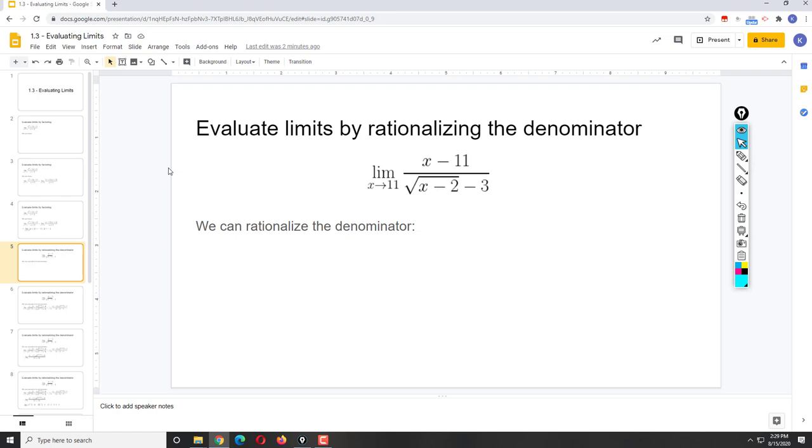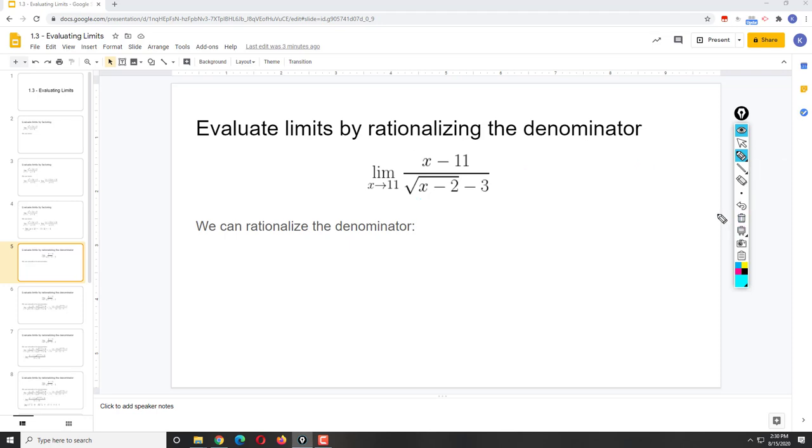Next, this time we have the limit of the function x minus 11 over the square root of x minus 2 minus 3. And we want the limit as x approaches 11. Once again, if we plug in 11 on top and bottom, we end up with 0 over a square root of 9 minus 3, which is again 0 over 0, so we can't plug in.